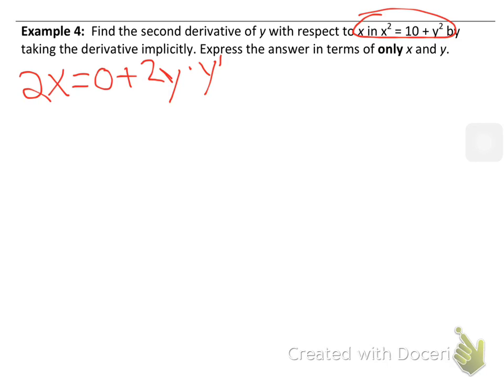And now solving for y prime is pretty easy, so let's just do that. So y prime is simply equal to 2x over 2y. And of course we could simplify that, and we could say that y prime is just equal to x over y. So we're going to use this information to find the second derivative. So maybe we should put this in a box so we know we need to use it again.